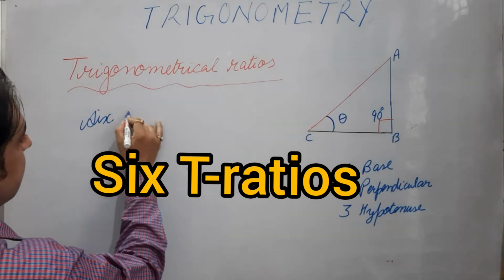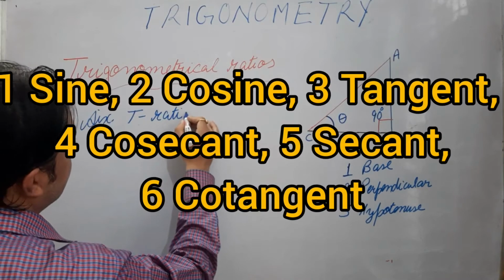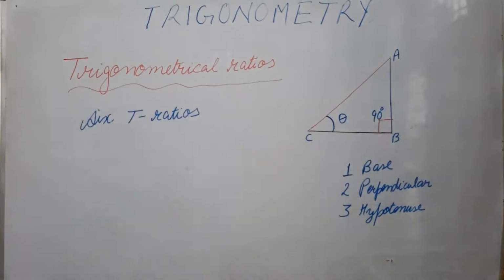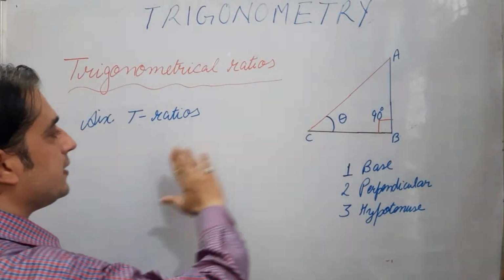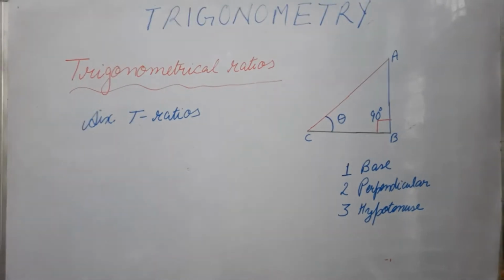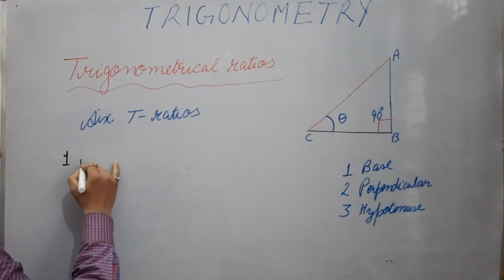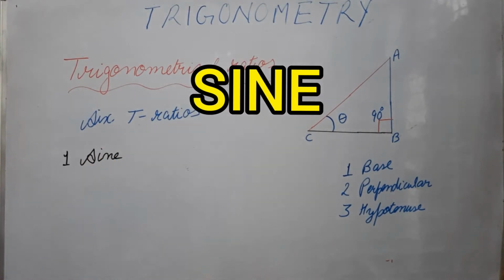इसको हम बोलते हैं T ratios also. Short we will call it T ratios. Right? So 6 T ratios. अब ये 6 रेशियो कौन सी हैं और उनकी रेशियो क्या है? We will see. So first is the sine. So one of the T ratio.